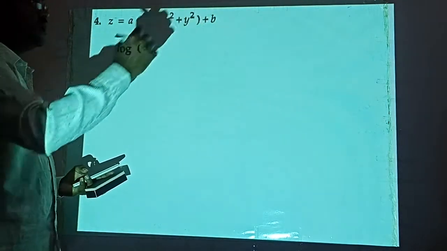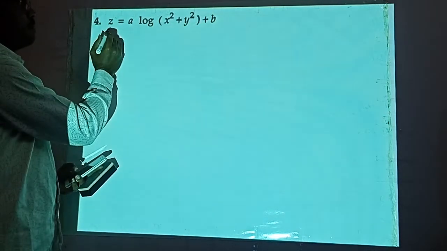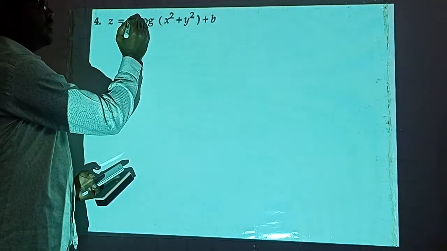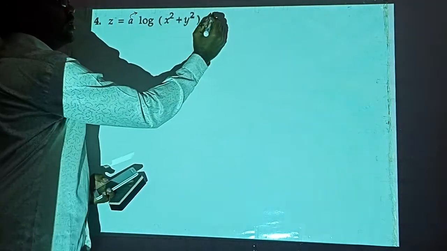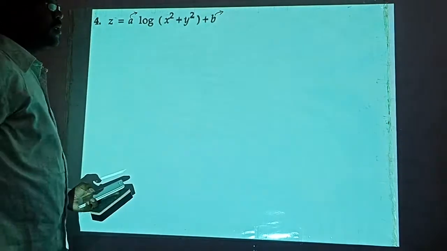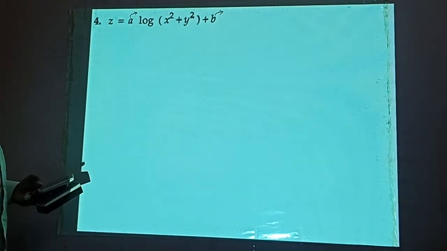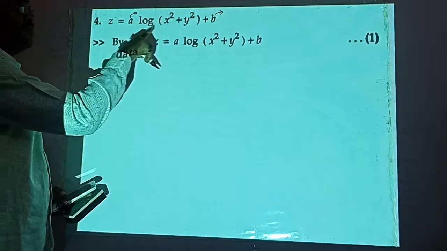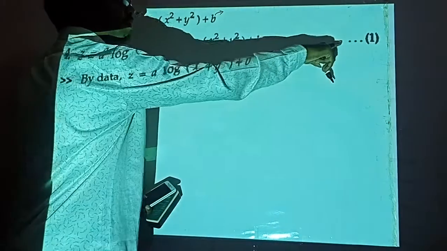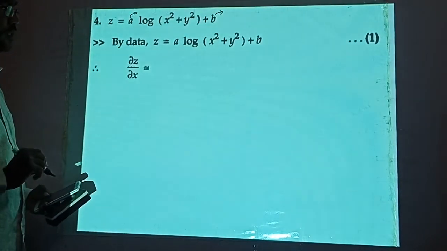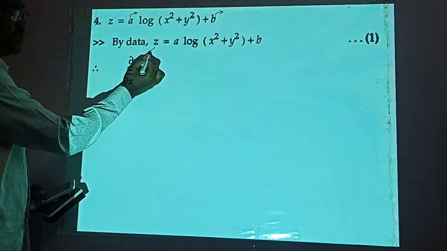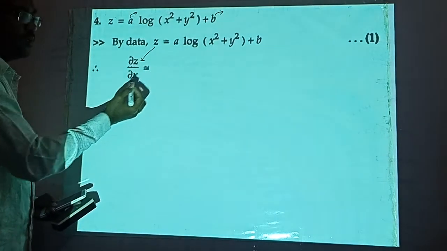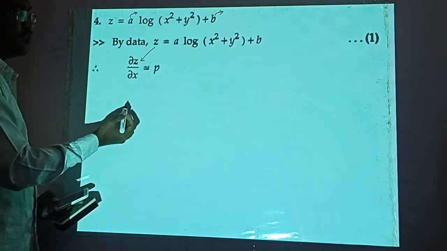Let us see the next problem. We need to form the partial differential equation by eliminating the arbitrary constant a and the arbitrary constant b. So what we do? We differentiate partially. So by data z is given as this, call it as equation number 1. If you differentiate partially with respect to x, you will get dou z by dou x, which is called as small p.